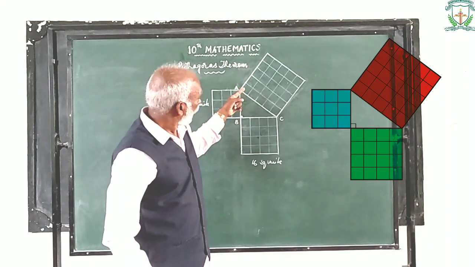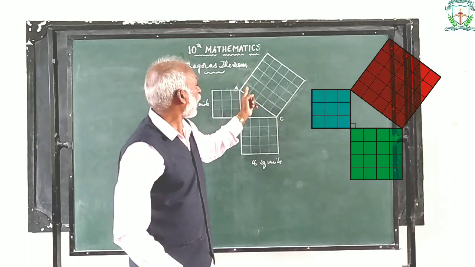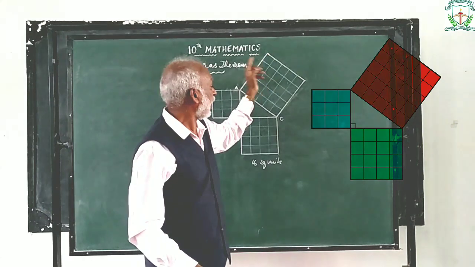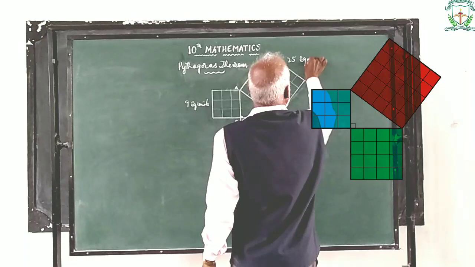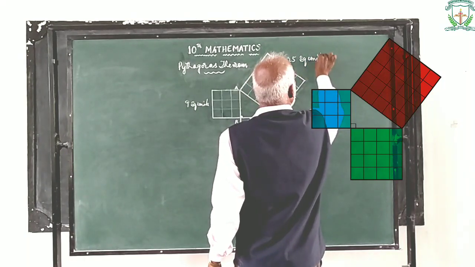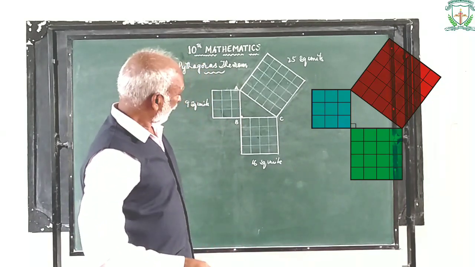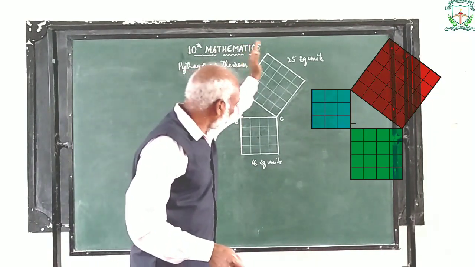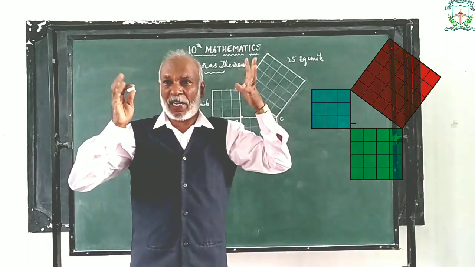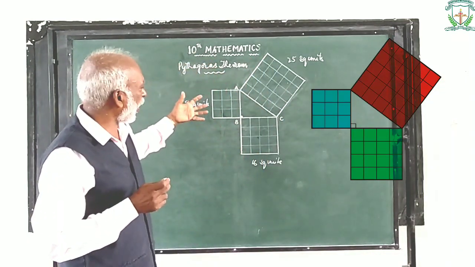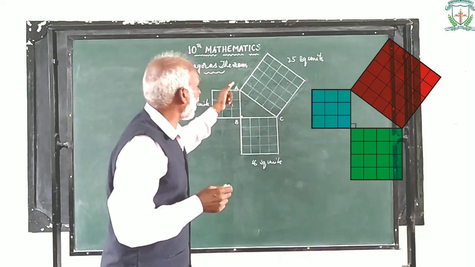And here you have 1, 2, 3, 4, 5. So 5, here also 1, 2, 3, 4, 5. 5 5s are 25 square units. Unit squares or square units. Now, if you observe this diagram, what will be the idea you are getting with regard to this right angled triangle ABC?